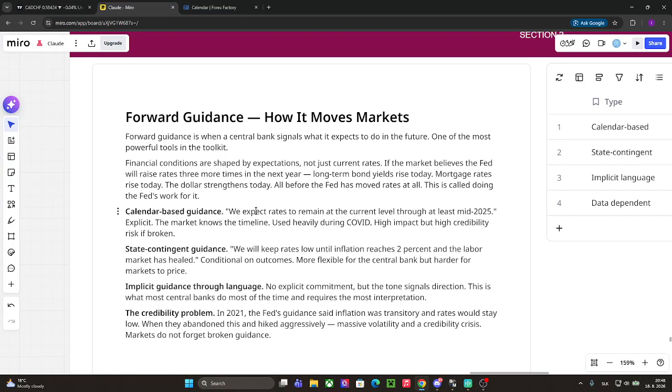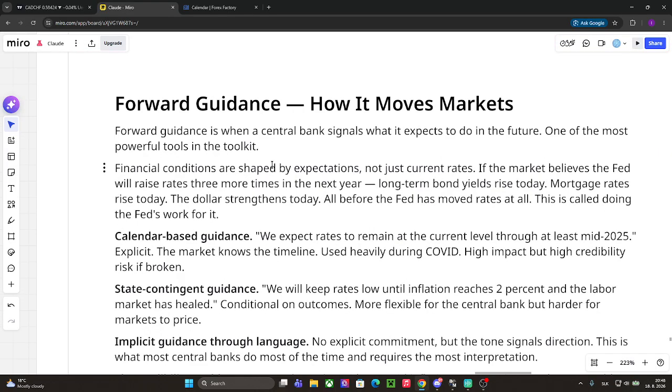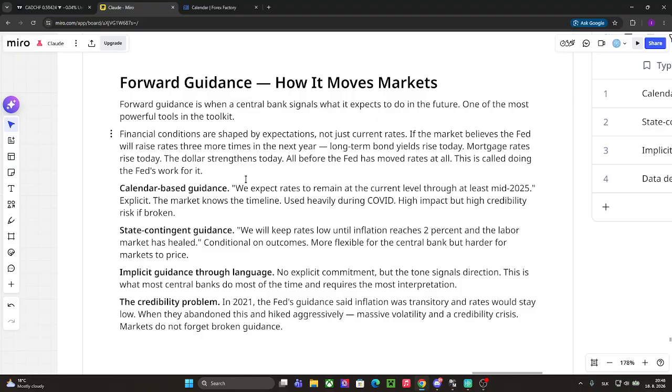Forward guidance, and how it moves markets. Forward guidance is when a central bank signals what it expects to do in the future, one of the most powerful tools in the toolkit. Financial conditions are shaped by expectations, not just current rates. If the market believes the Fed will raise rates 3 more times in the next year, long-term bond yields rise today. Mortgage rates rise today, the dollar strengthens today, all before the Fed has moved rates at all. This is called doing the Fed's work for it.